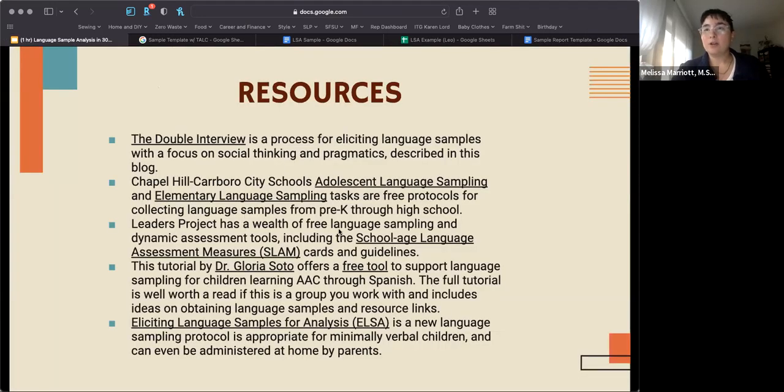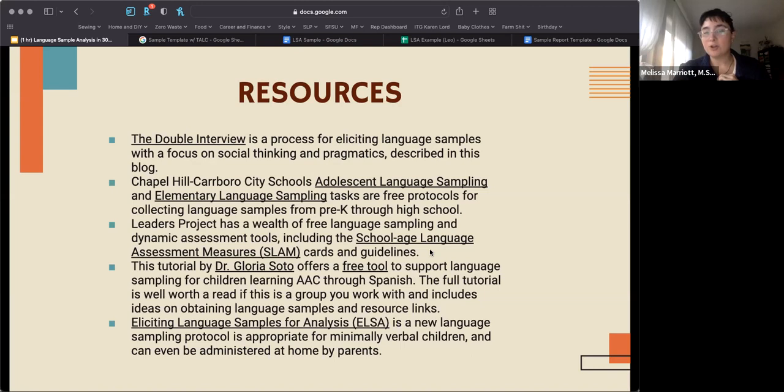The Chapel Hill one I already mentioned. They have free protocols both for elementary age and older elementary through, I believe, high school. Yeah, high school. So those are some other protocols that are again freely available. Leaders Project is really great. I use the school age language measures cards all the time.